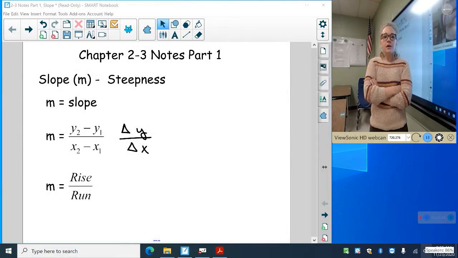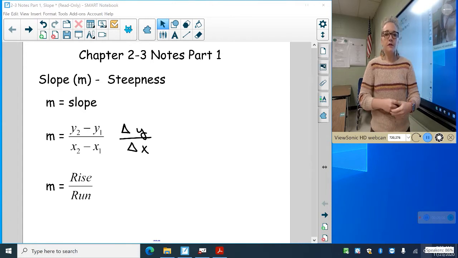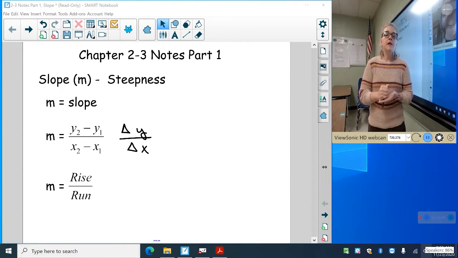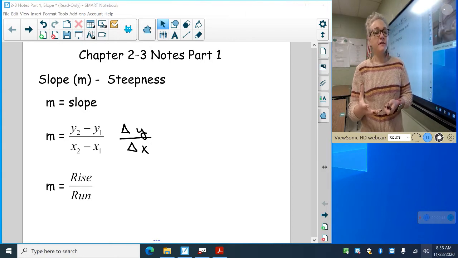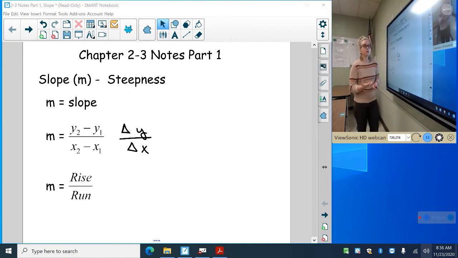All right, we are going to be moving on to chapter 2. In chapter 2, we're going to do a lot of solving equations and equations of lines. So what I want to talk about first is the equation of a line. And to start with the equation of a line, we're going to have to know what slope is. So we're going to talk a lot about slope today.